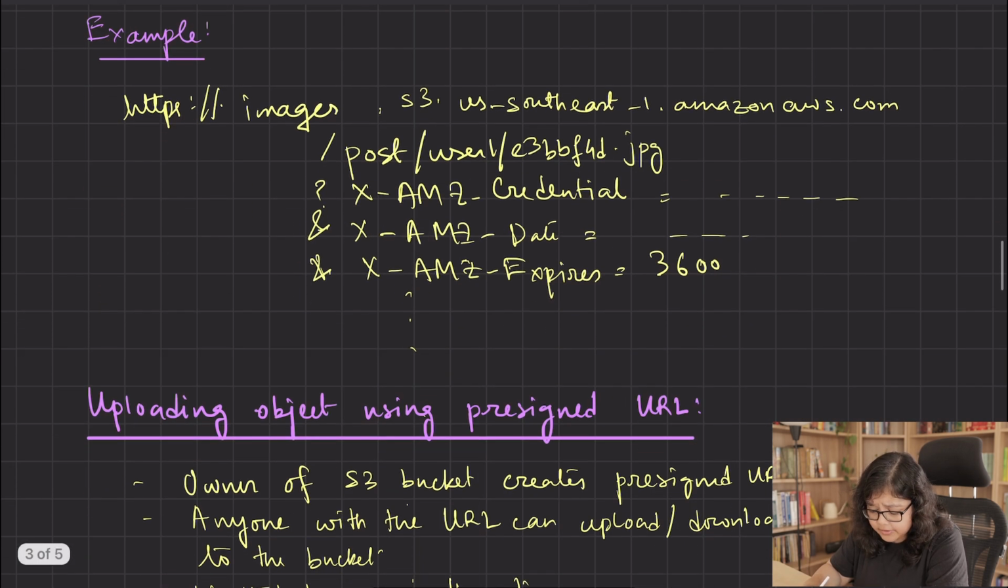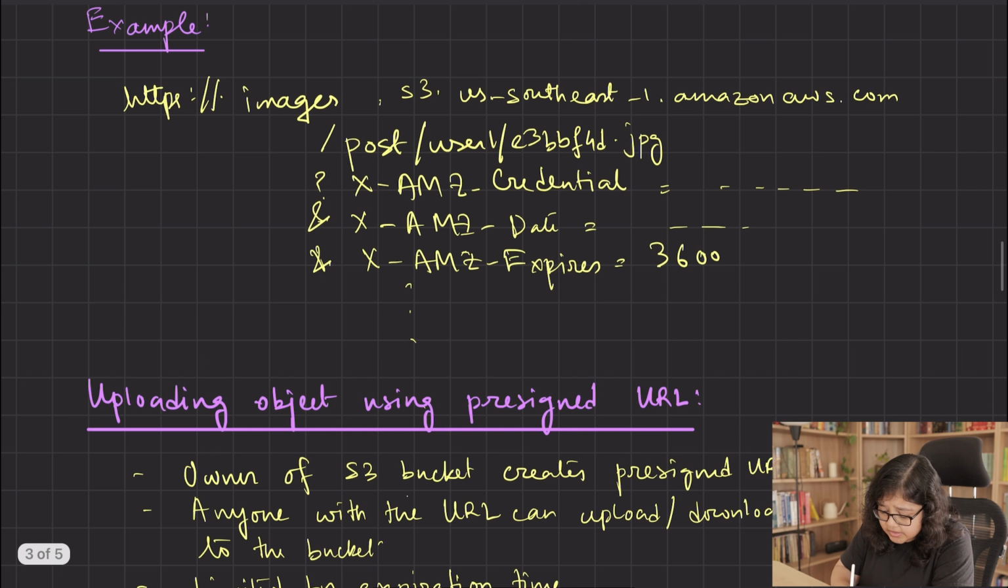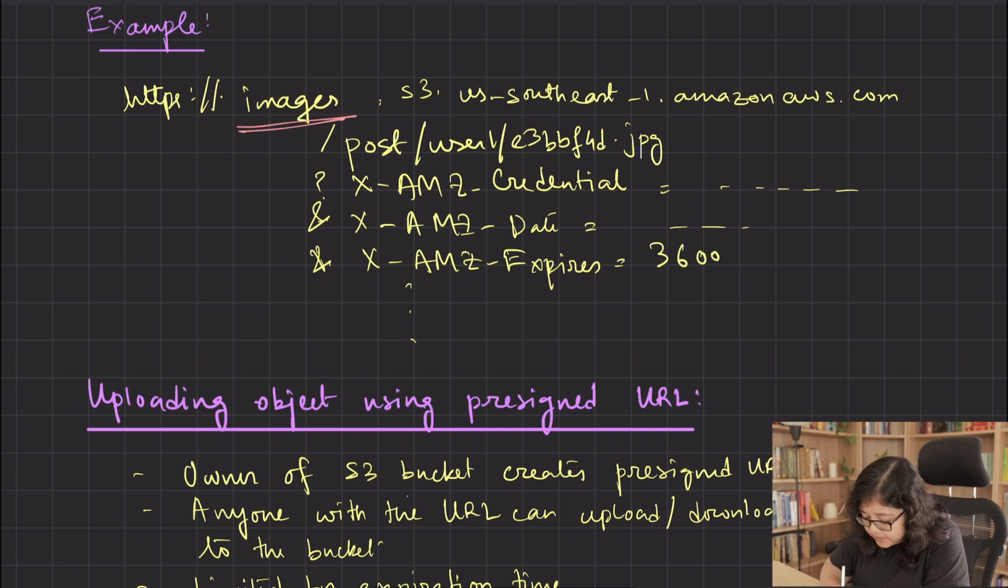Now let's see one example of a pre-signed URL. So here, this is the bucket name, this is the object key, and this is the expiration time. Here we can see some other parameters as well which are added by AWS when generating a pre-signed URL.